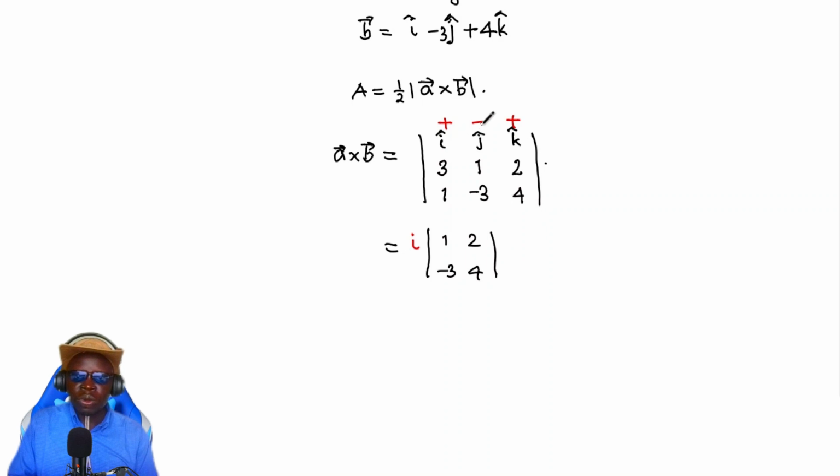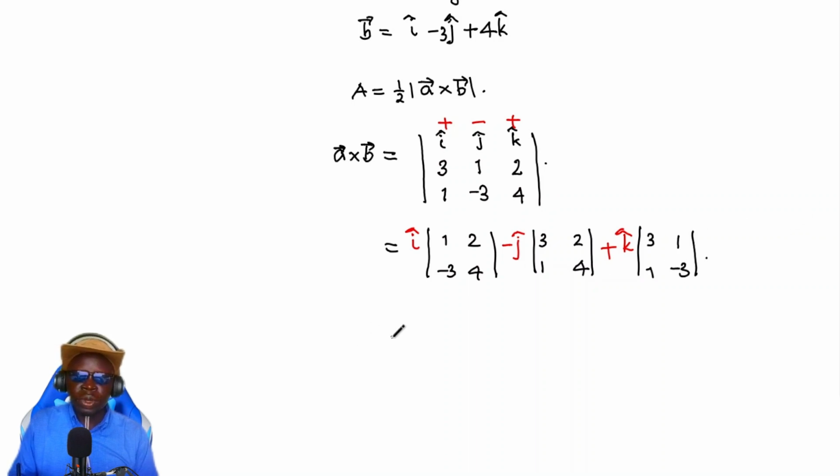Then next, we look at this one here, negative, so we have here minus J, and let's not forget this hat. Also, we cover off the elements in the second column and first row, and the remaining ones are 3, 2, 1, 4. Lastly, we'll come to K. K is positive, so we say plus K, and we multiply this by covering off the last column and the first row. We have there 3, 1, 1, negative 3.